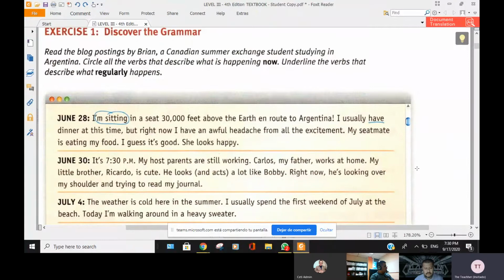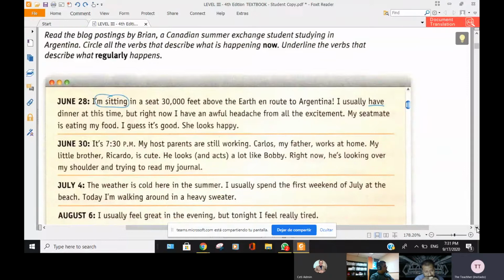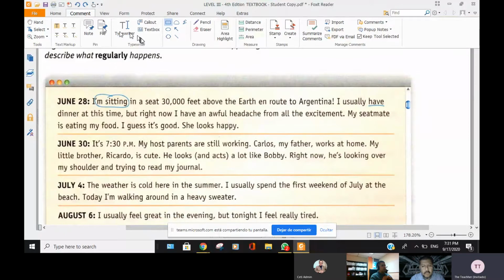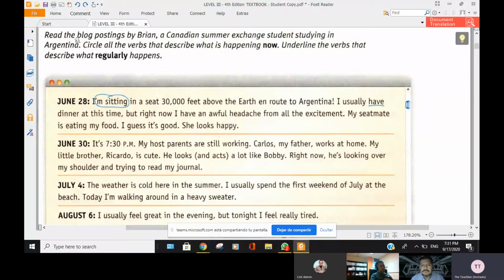We wanted to discover the grammar in this context, and we can discover the grammar in this context by analyzing this blog. Everybody knows what a blog is, right? A blog. Yes. Everybody uses blogs, but maybe they don't call them blogs all the time.